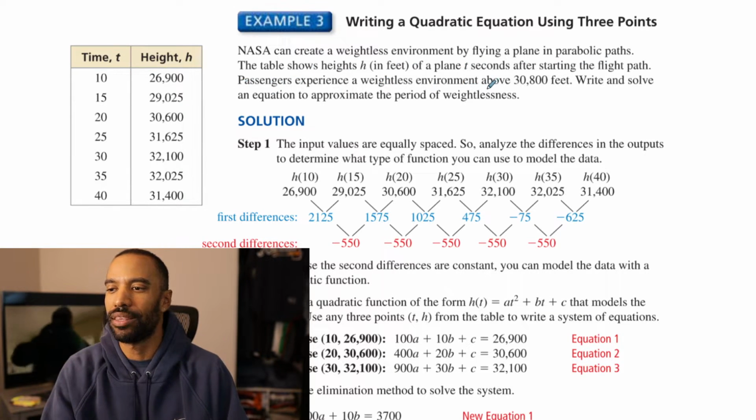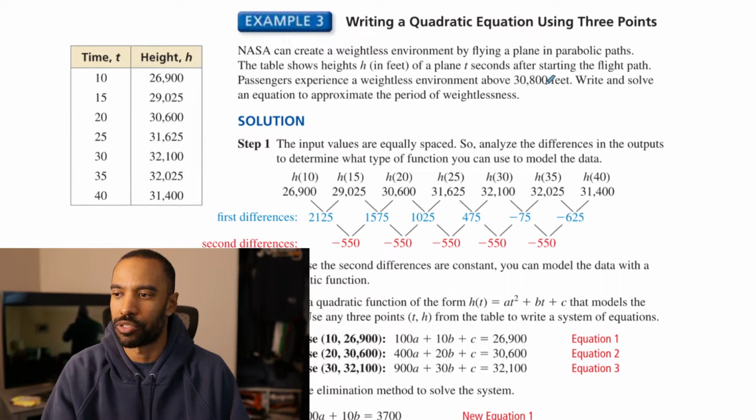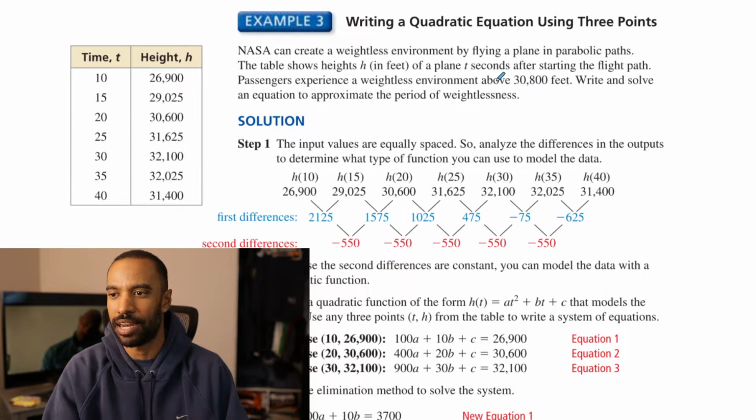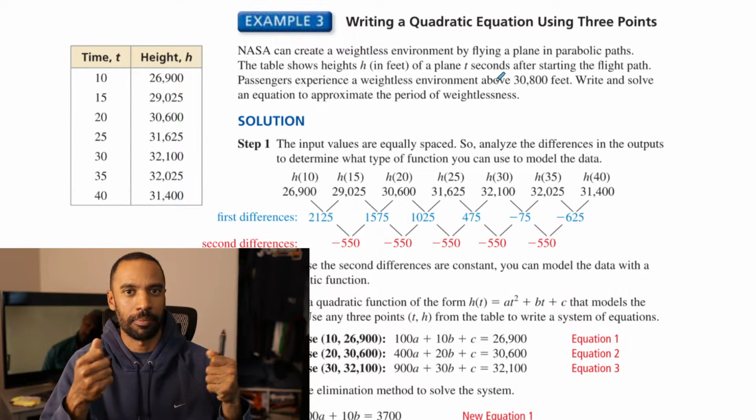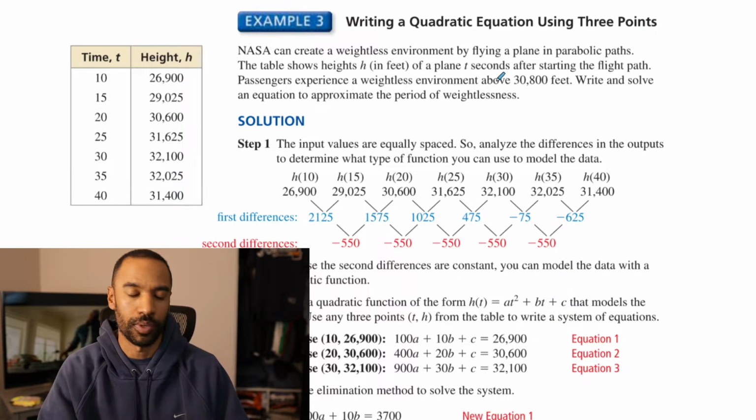Passengers experience a weightless environment above 30,800 feet. Write and solve an equation to approximate the period of weightlessness. So anything above 30,800 feet is that. So we have to find out how much time is there. There's a lot of things we got to do in this problem, actually.